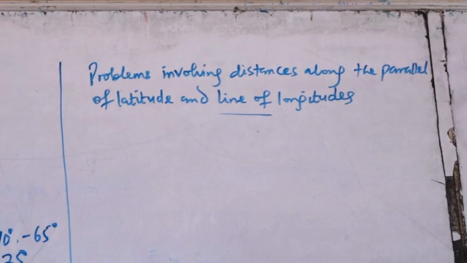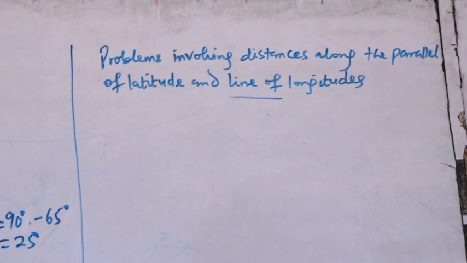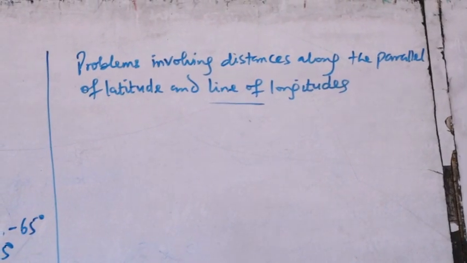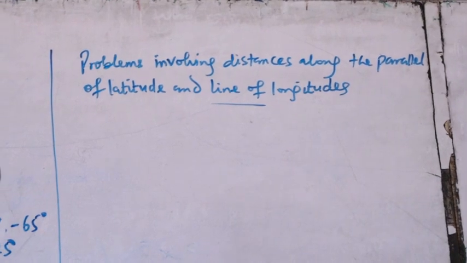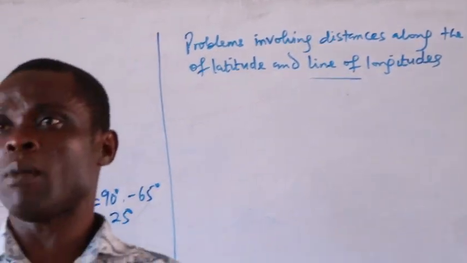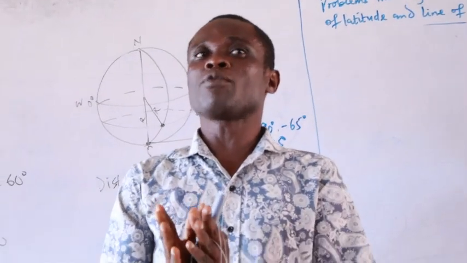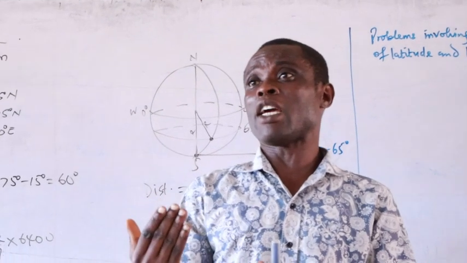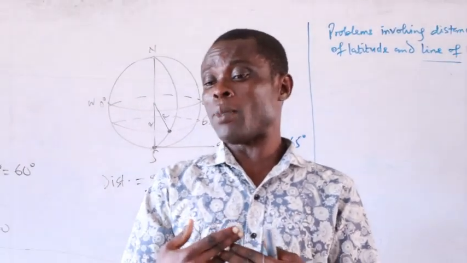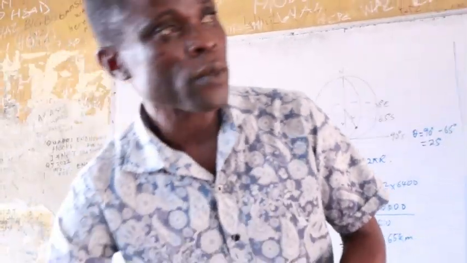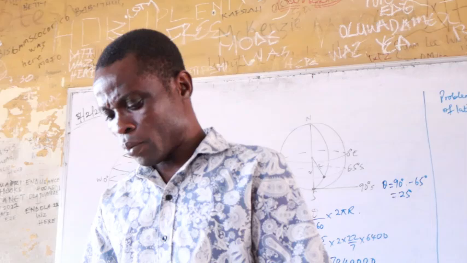Now today I want to explain distances along the parallel of latitude and line of longitudes. You know, there are some questions that will give us about 3 points. You just have to find the distance along the parallel of latitude, then find the distance along the line of longitude and add up the two. Now let's try this example.